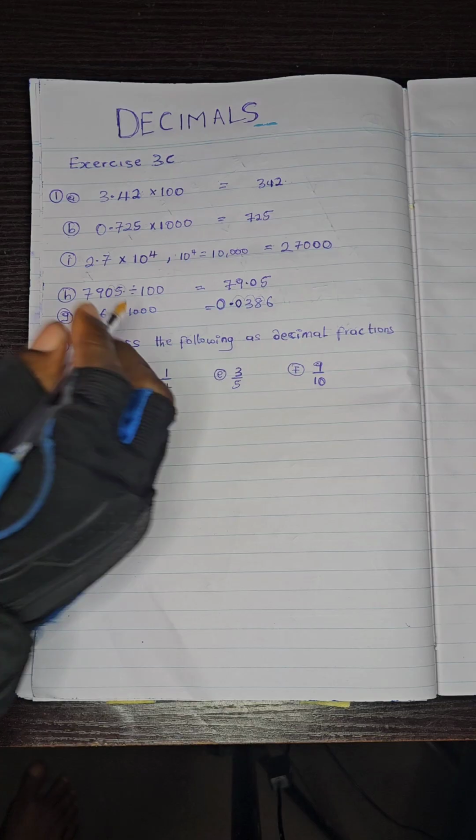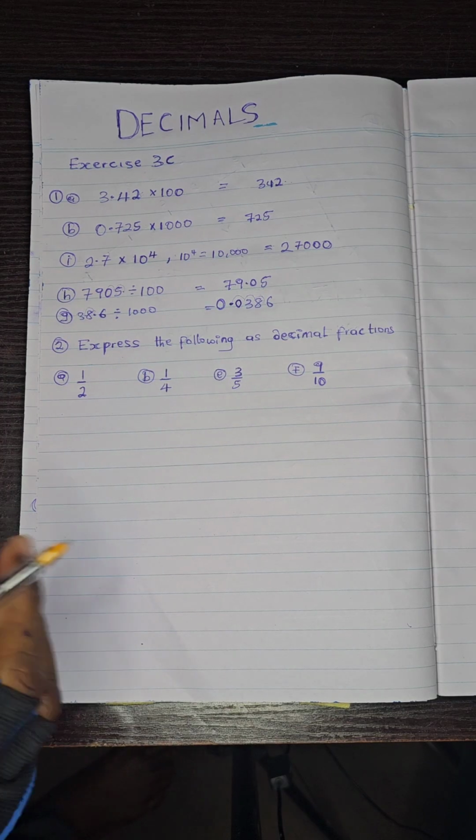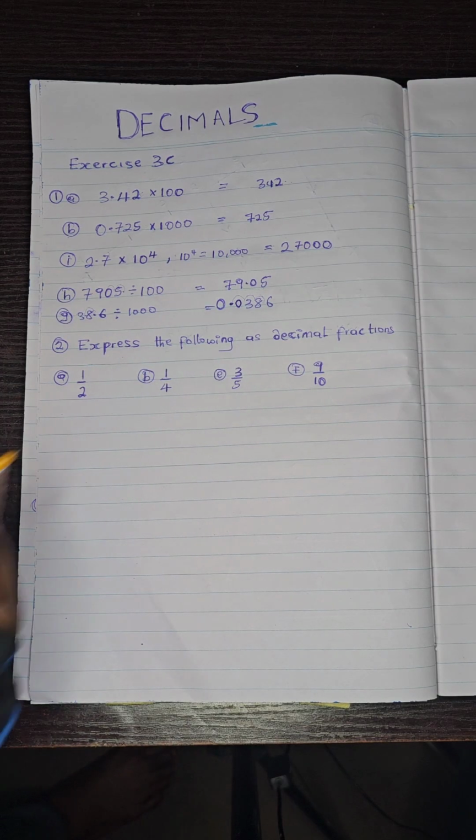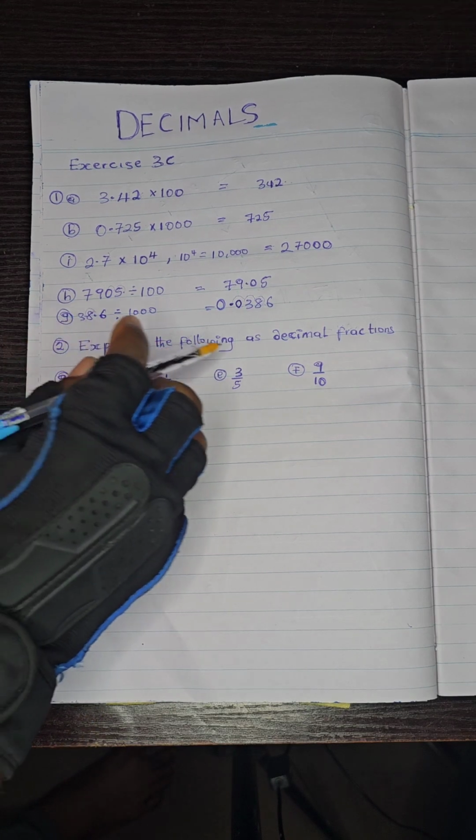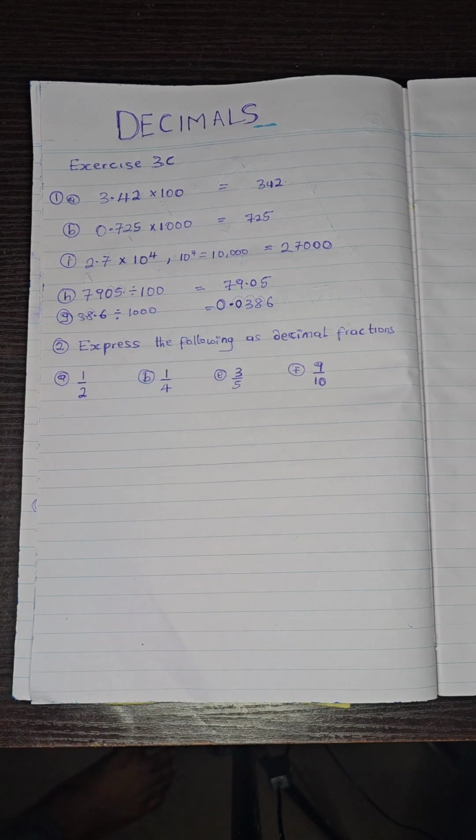This is a very simple question. Examples, I guess we know it. You can confirm all these answers with your calculator. So let's go to number 2. Number 2 says express the following as decimal fractions.